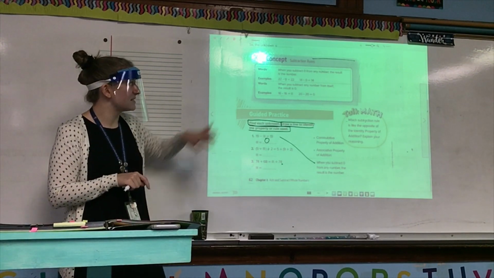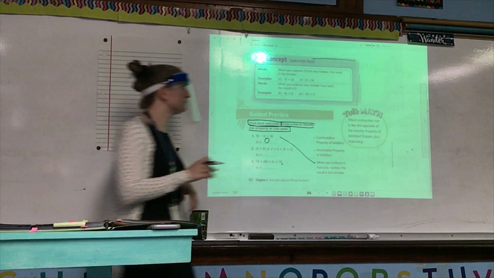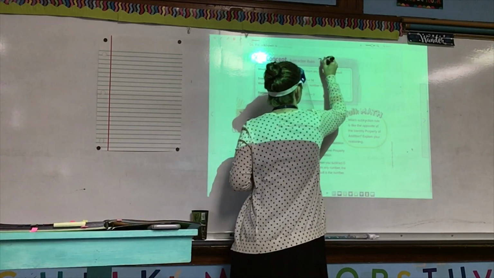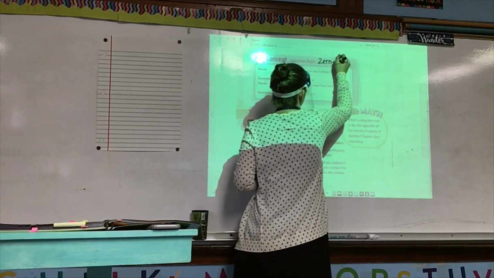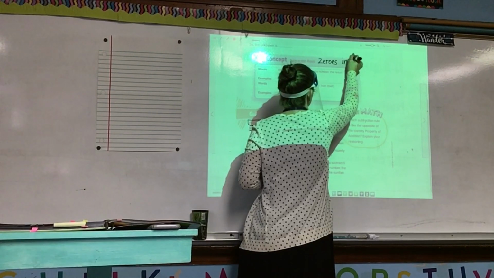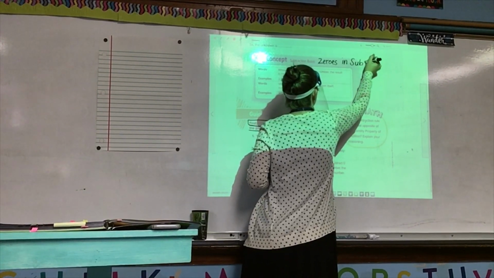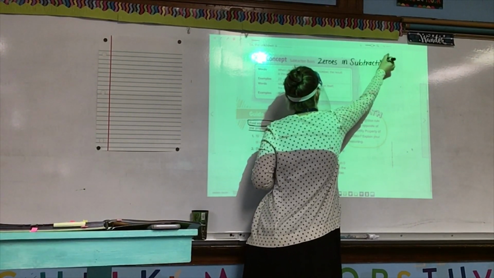The rule is zeros in subtraction, not the identity property of subtraction. It's zeros in subtraction.